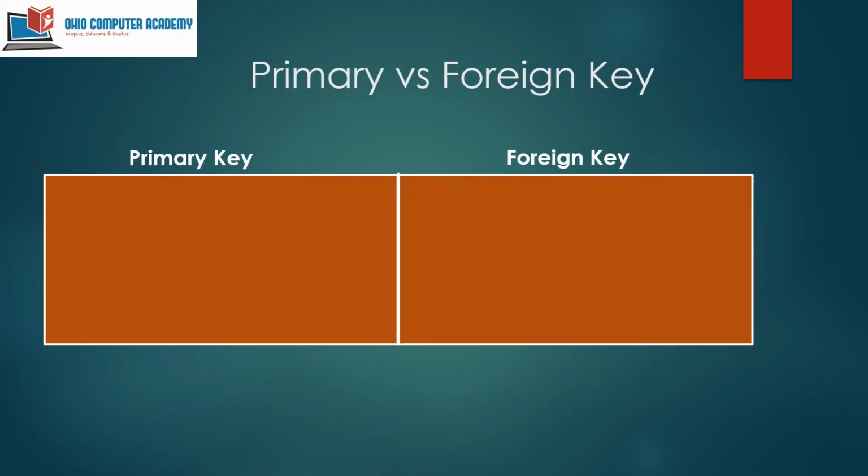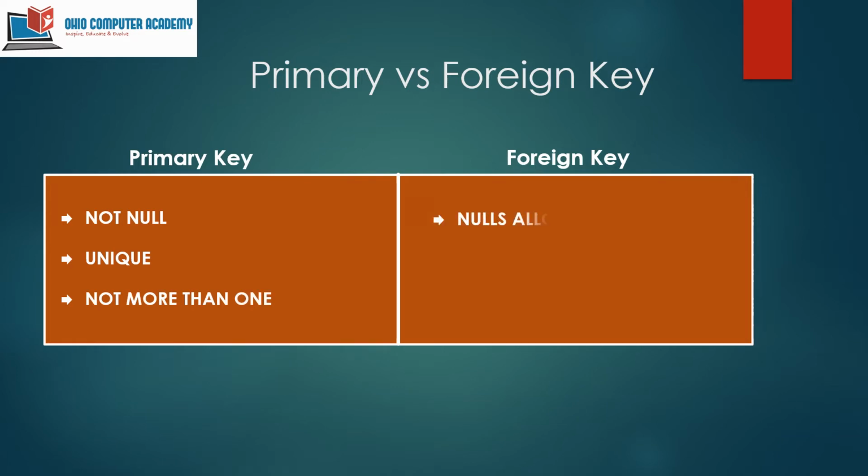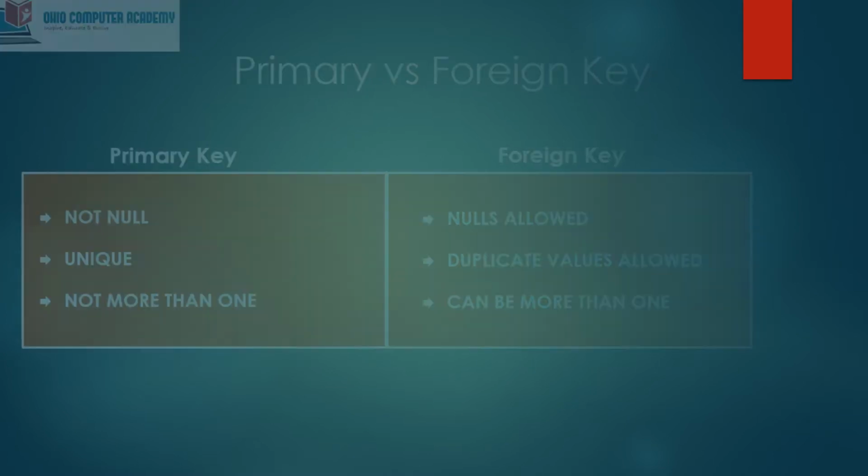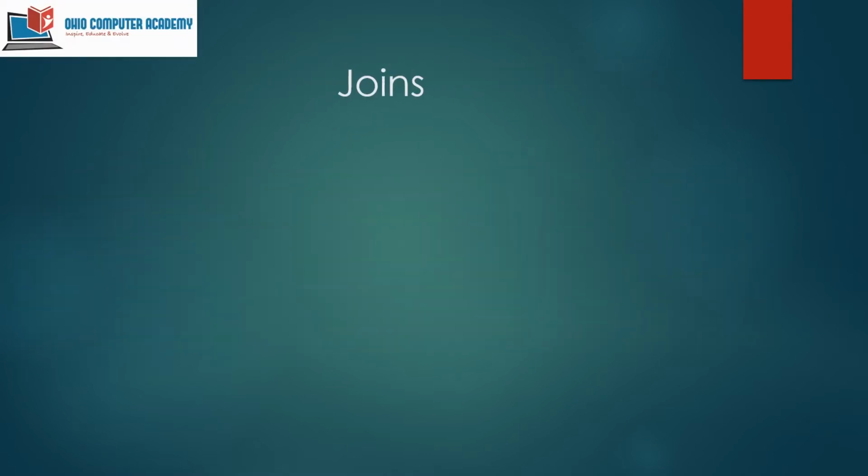What we need to always remember is a primary key cannot have null values, the column or columns must be unique, and there cannot be more than one primary key in a table. And a foreign key can accept null values, duplicate values are allowed, and a table can have more than one foreign key, referring to more than one primary key in various tables. Let's take a look at joins now.